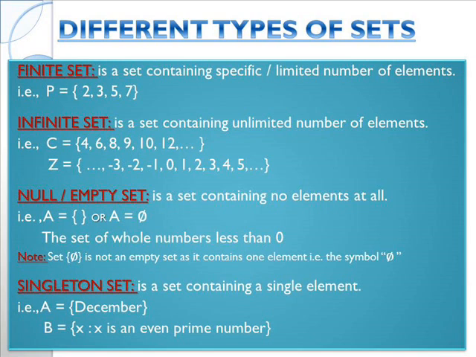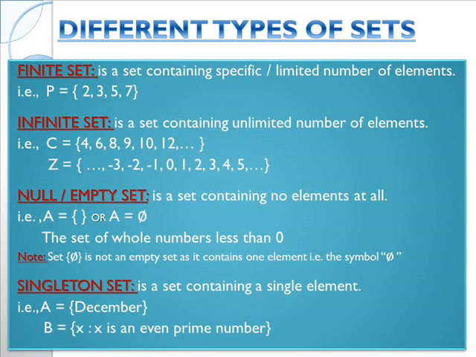Then we have infinite set, that is a set containing unlimited number of elements or uncountable number of elements. We have C equal to {4, 6, 8, 9, 10, 12, ...} and then we have 3 dots which show that the set has a continuation. This is the set of all the composite numbers. Then we have a set of integers that has dots on both the ends and show that the set is endless from the start as well as from the end.